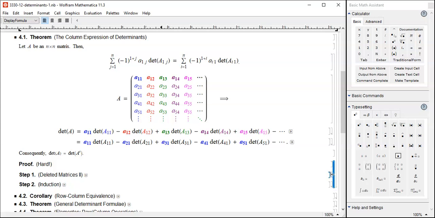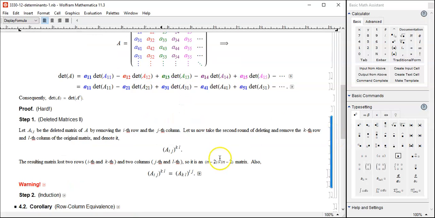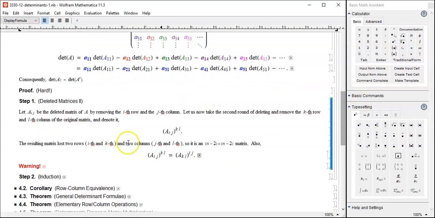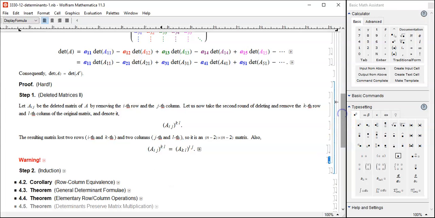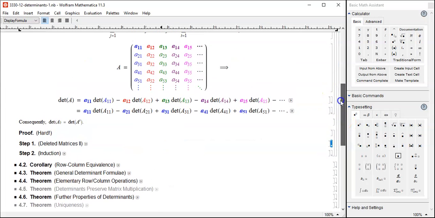Now, we did some preparation for that. Deleted matrices of second generation. If we count those K and L from the original matrix, then Aij KL is equal to AKL Aij, and it is important to count them from the original matrix. If you don't, then they are not the same. We went through all these in the previous video.